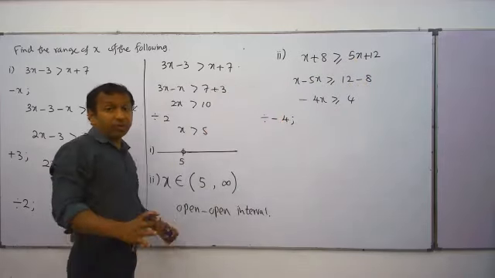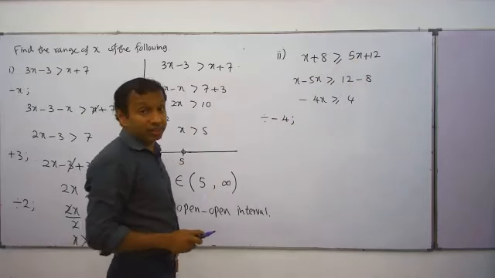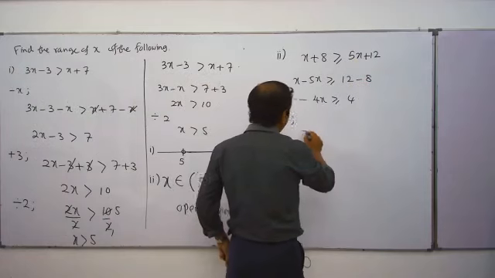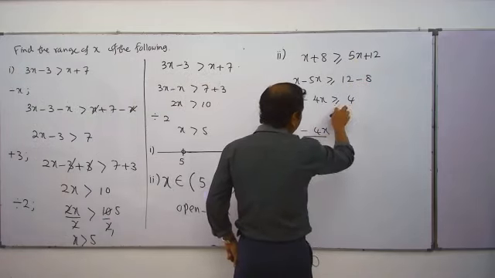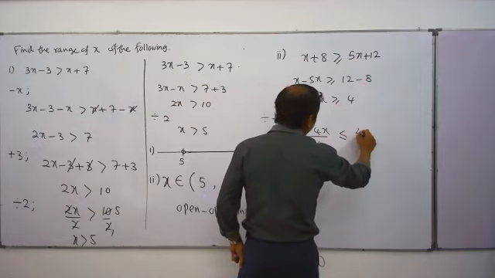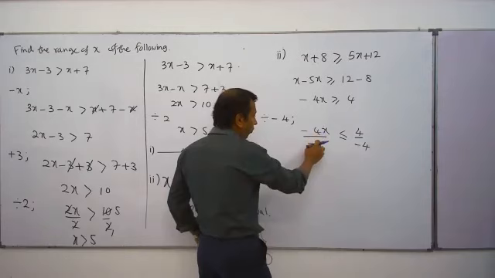When you divide both sides by minus 4, we know the direction of the inequality sign gets reversed, the other way, right? And then what do you get? Minus 4x divided by minus 4. Now this greater than or equal will be less than or equal. 4 divided by minus 4. The minus you can cancel, the 4 you can cancel.